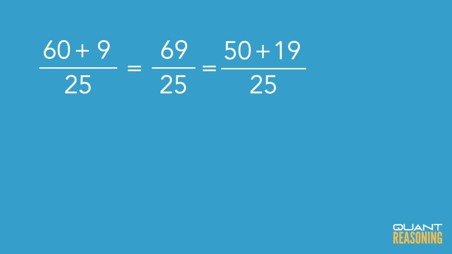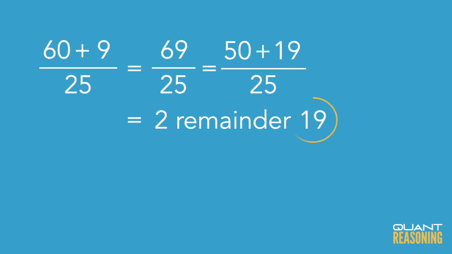Well, 25 goes twice into 50, and there's a remainder of 19. That's the answer. But where this gets really interesting is for the rules of dividing by 3 or by 9.